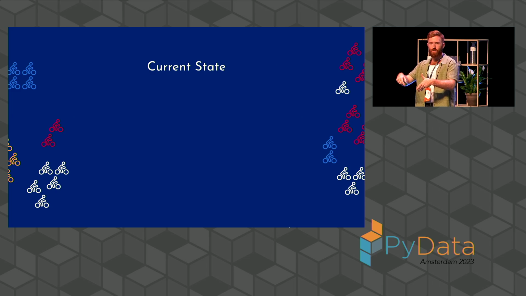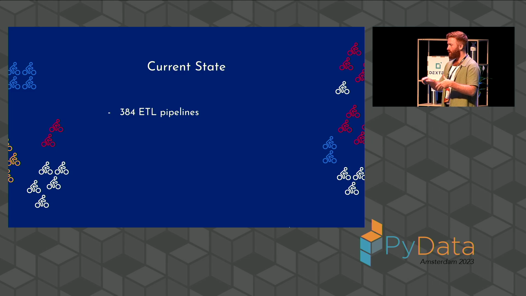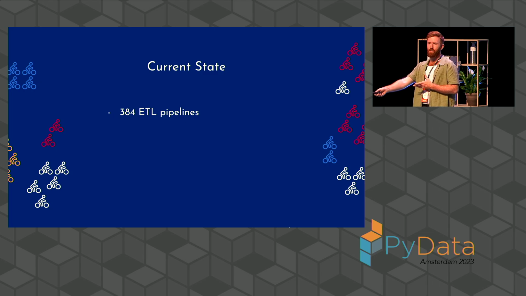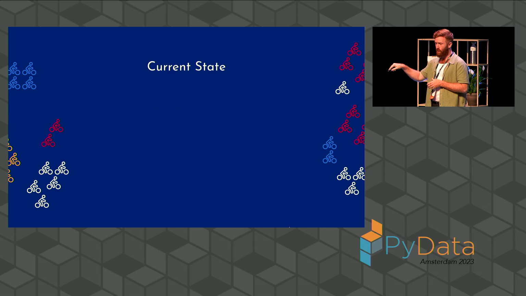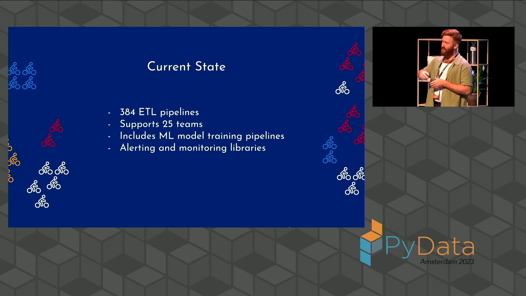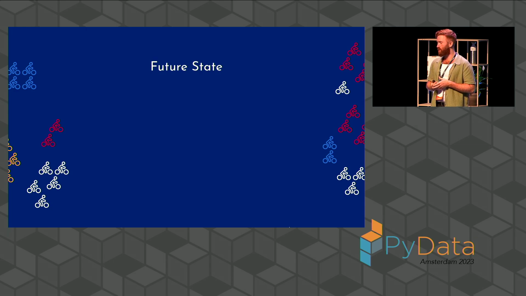Where has this all brought us at this stage? Right now this supports 384 ETL pipelines, growing really rapidly. It's basically doubling every year, so I wouldn't be surprised if by the time I finish speaking, it's 385. It supports about 25 teams across the company right now. It includes not just ETL, but also model training pipelines. And as a matter of convenience, there are also some alerting and monitoring libraries that people can use to really juice up their workflows.